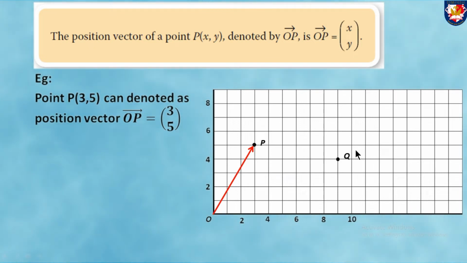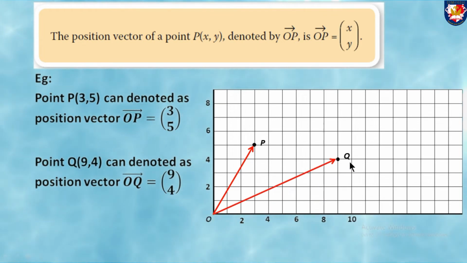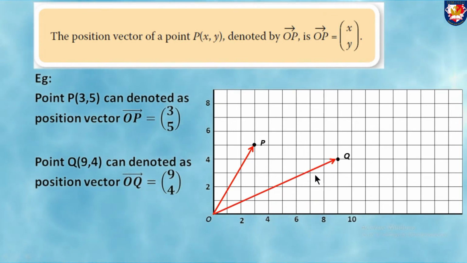Next, for point Q. Point Q is 9, 4 in Cartesian coordinates, and can be denoted as position vector OQ, where OQ equals 9 and 4. This is the position vector of Q, or vector OQ.